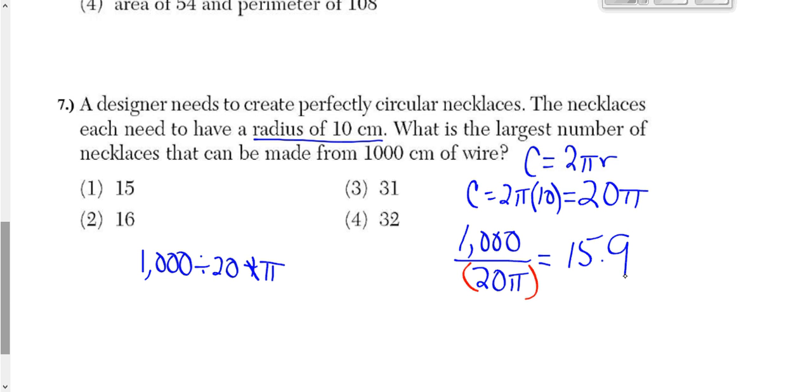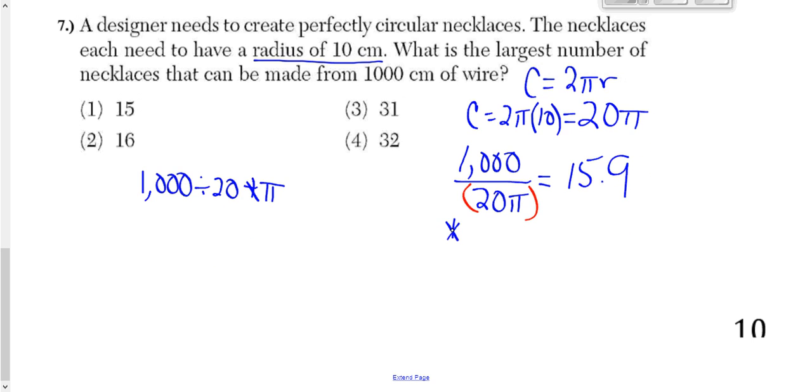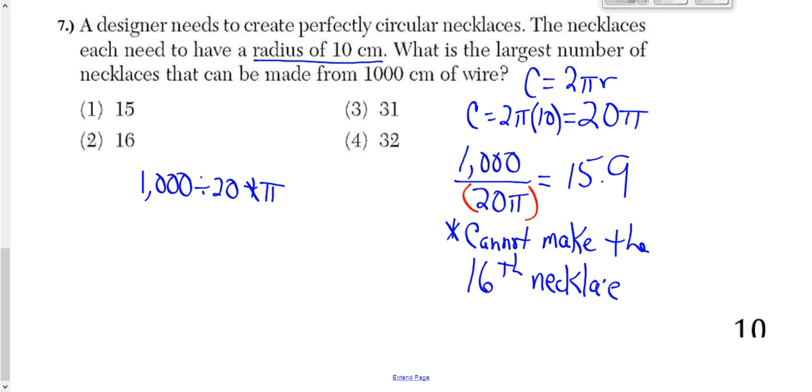No. Not exact. You're used to rounding up to 16, right? We cannot make the 16th necklace. Okay, this is important. Cannot make the 16th necklace. Okay, so we can get as many as 15 necklaces out of 1,000 centimeters of wire.